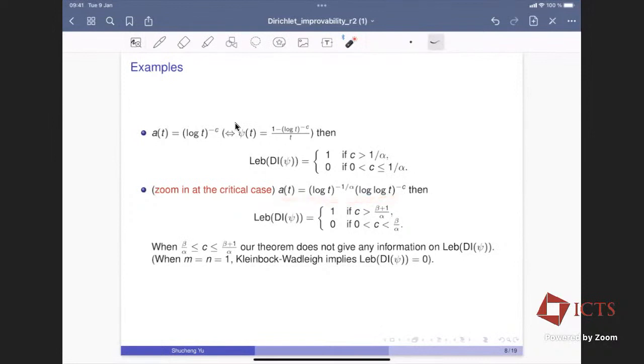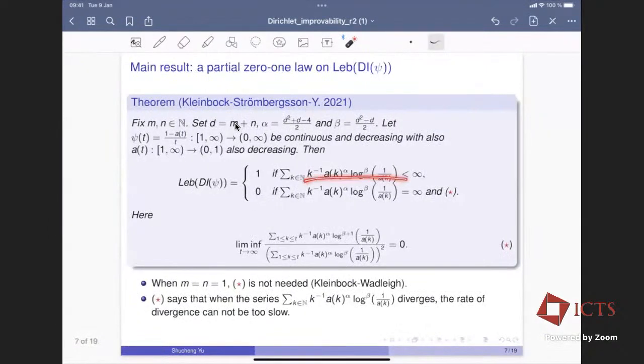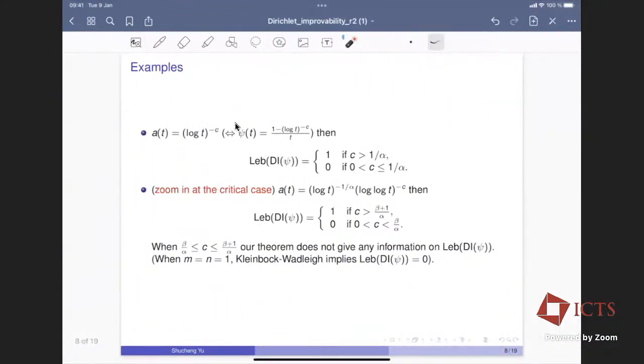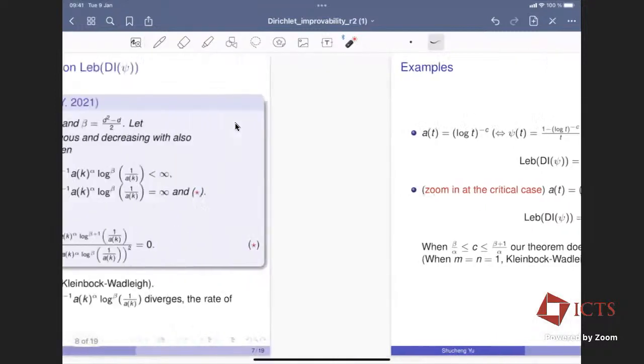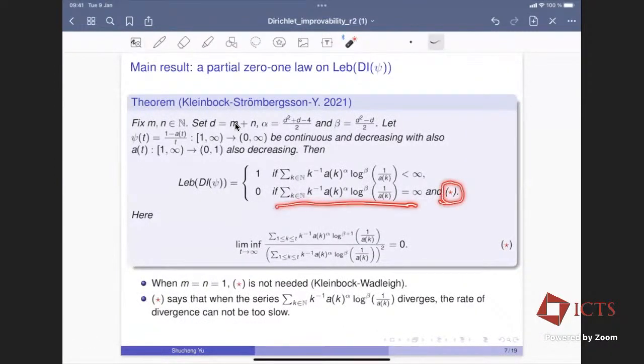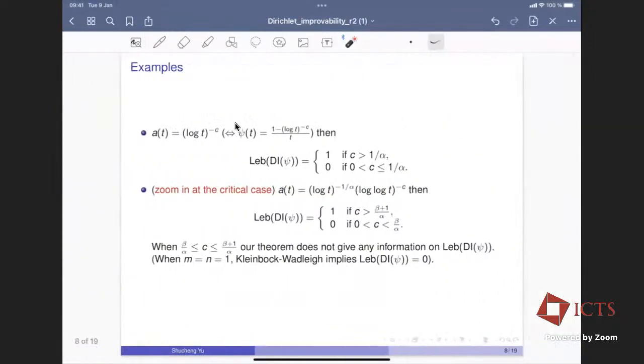For this particular example, if you try to apply the theorem, you can see that if this exponent c is greater than beta plus 1 over alpha, then this series will be convergent, and the theorem tells you that D(psi) has full Lebesgue measure. And if this exponent is smaller than beta over alpha, then this series is divergent, and also the star condition, the quotient, would be 0. Then the theorem tells you that D(psi) has 0 Lebesgue measure. But then there's a gap for this example, when the exponent lies in between these two numbers, beta over alpha and beta plus 1 over alpha. For those cases, our theorem doesn't tell us any information on the Lebesgue measure of the set of D(psi).